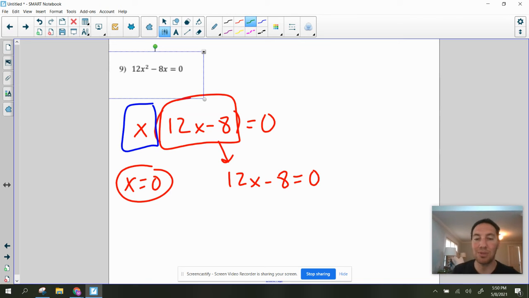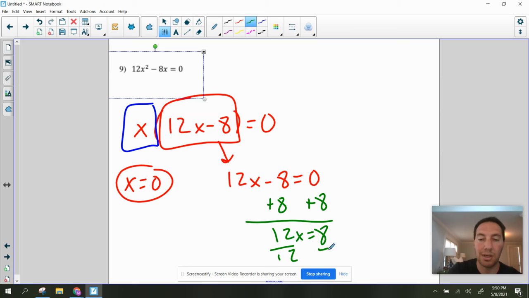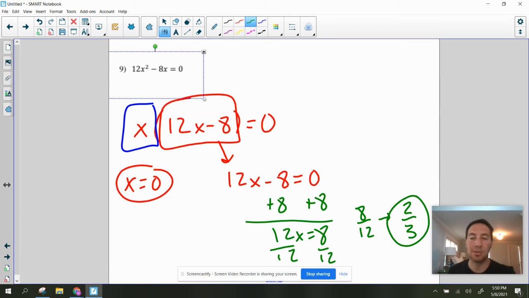And then you could use Shep's trick here, or you can actually just solve it. Add 8, add 8. So you get 12x equals 8, divide by 12, divide by 12. So we get 8/12, which reduces to, divide by 4, 2/3. So that's our other answer, 0 or 2/3.